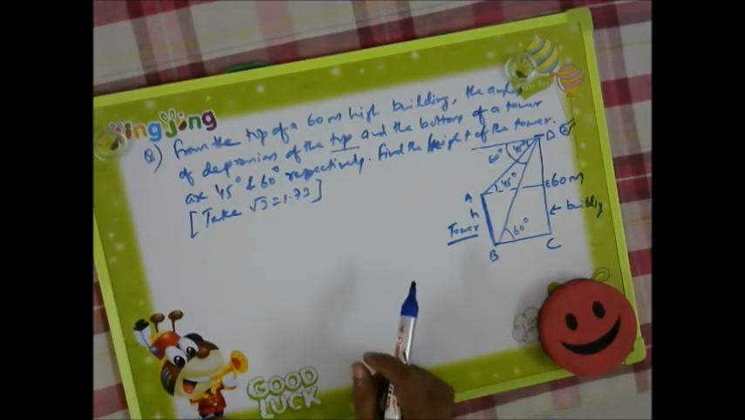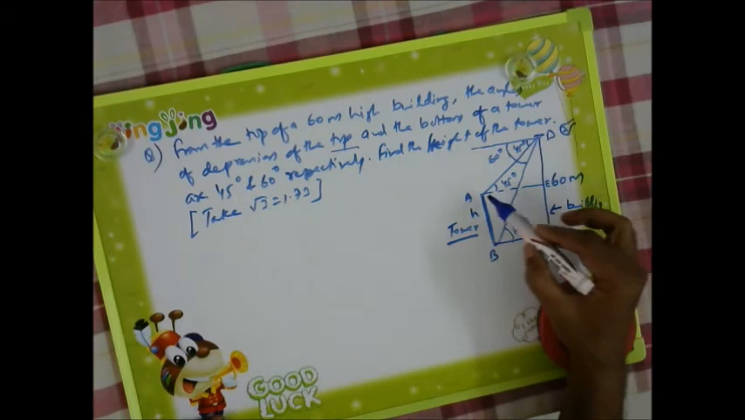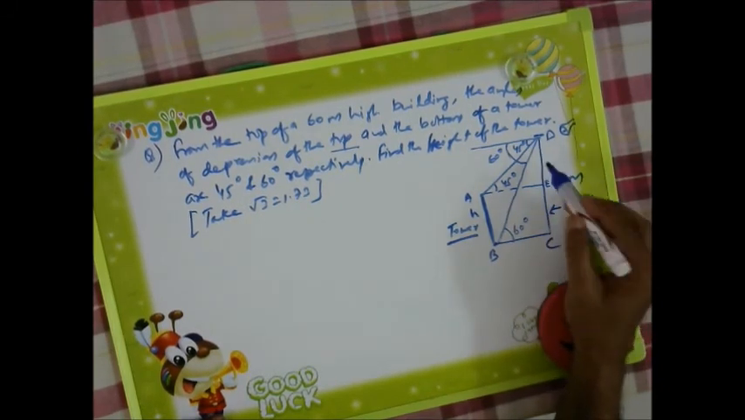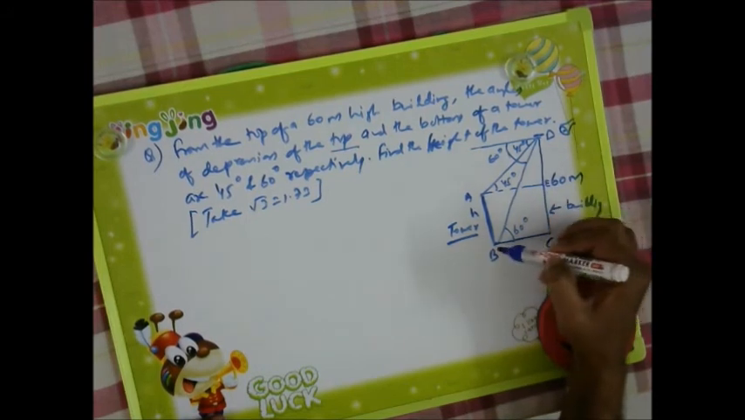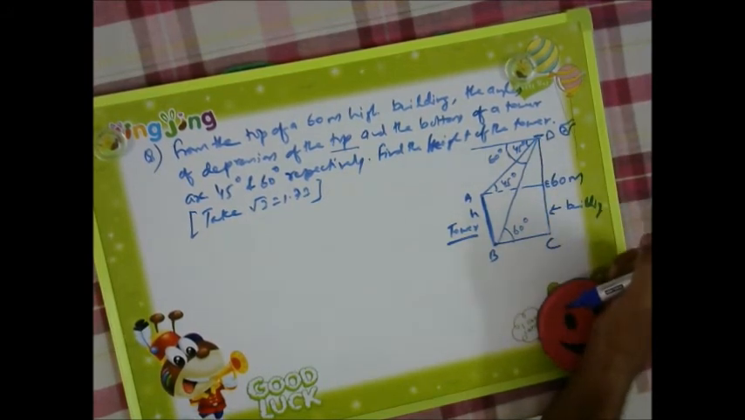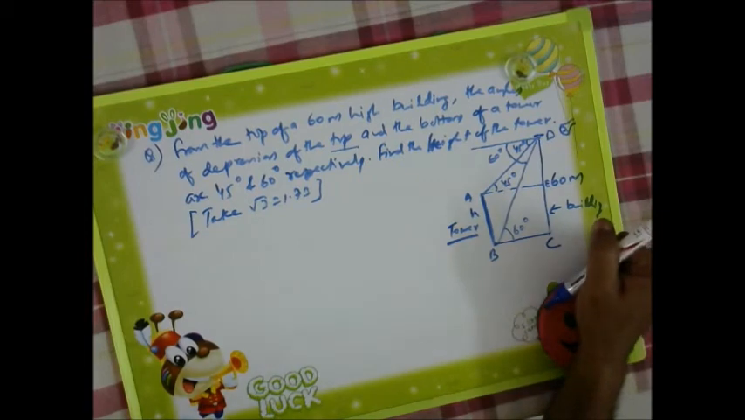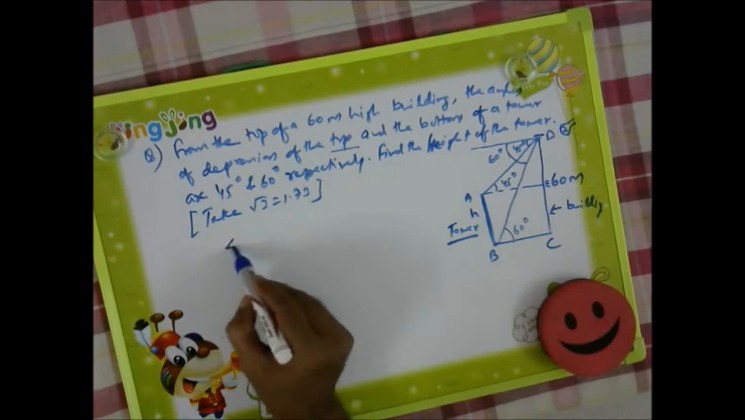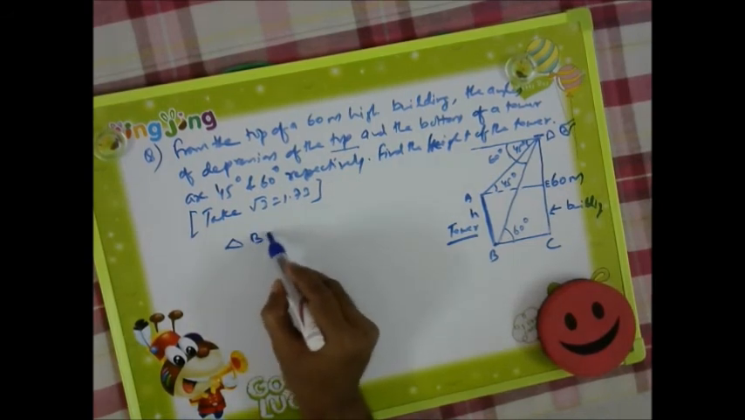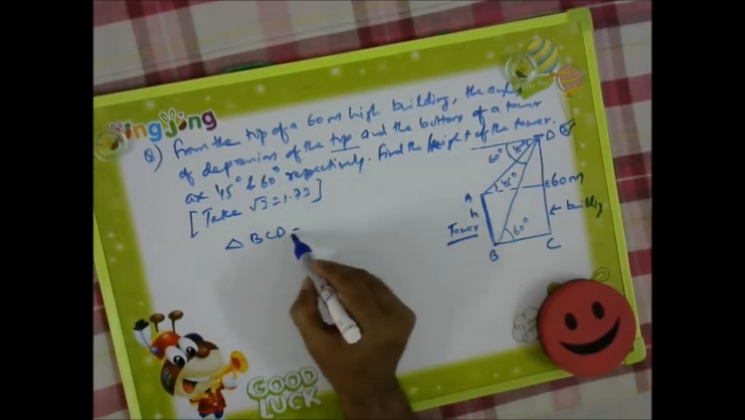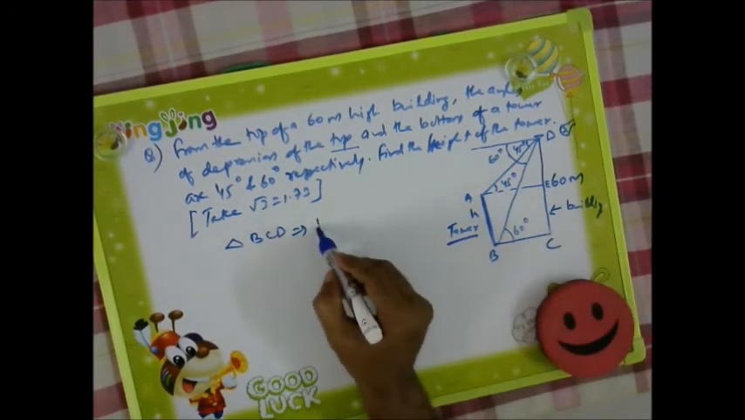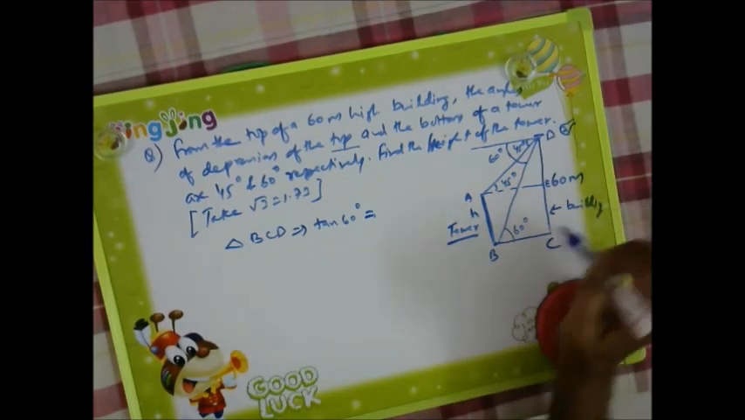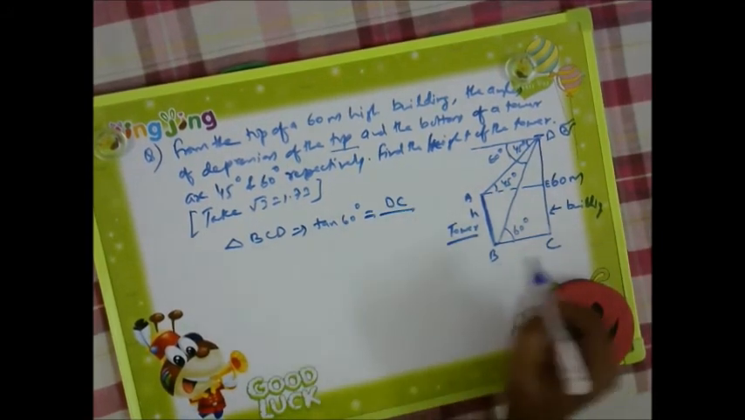So we have two triangles now: AED and BCD. These two triangles are there with us. Now if we take triangle BCD, then from there we find tan 60 degree is equal to DC by BC.